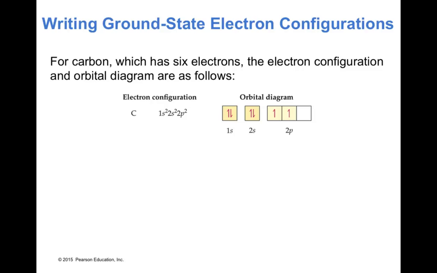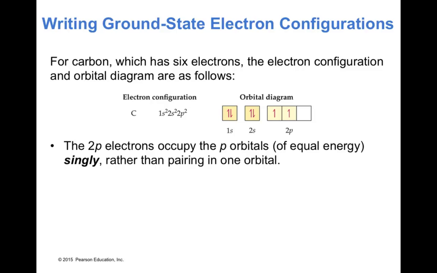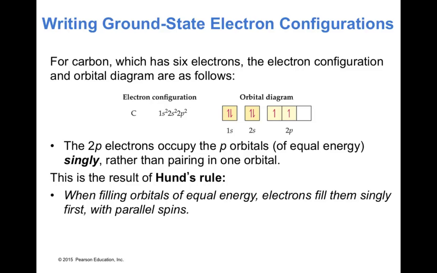Okay, space for 2 electrons, and because we have 3 of them, we have the ability to put 6 electrons in the 2p. So the 2p electrons occupy the p orbitals of equal energy singly rather than pairing in one orbital. So this is really important, okay? This is known as Hund's rule. When filling orbitals of equal energy, electrons fill them singly first with parallel spin.